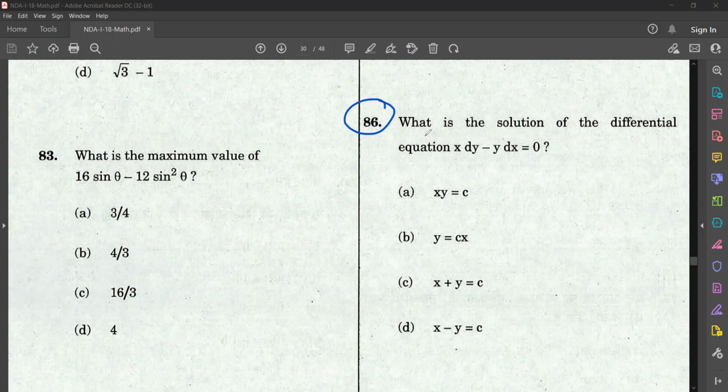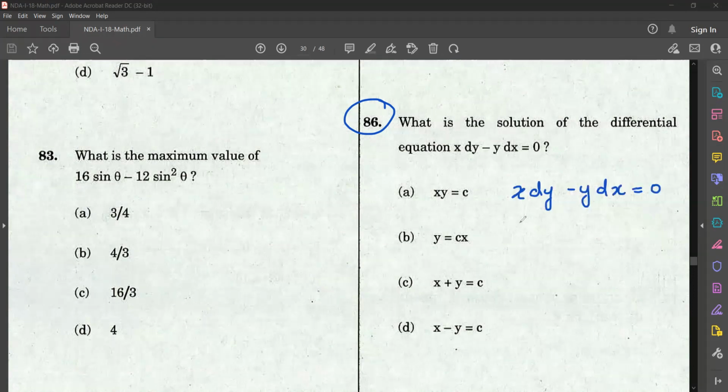Okay, how would you do this? Very easy, very simple equation. x dy minus y dx is equal to 0. So I can write x dy is equal to y dx, or I can write it as dy by y is equal to dx by x. Now what I can do? I can integrate both sides.